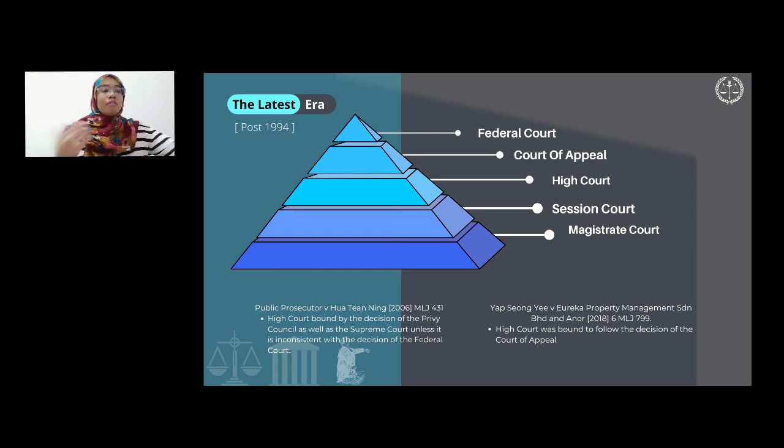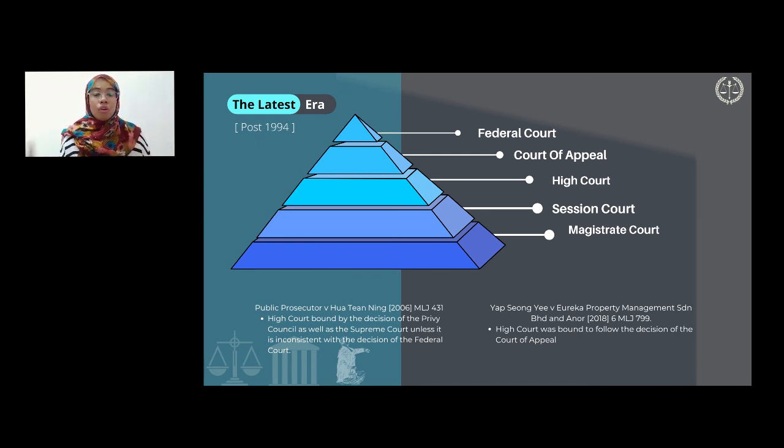We have the Court of Appeal, which is the same: they may depart from its prior decision when the situation falls under one of the exceptions, for example, the prior decision was given per incuriam, or there are conflicting decisions, or where the decision is overruled by the Federal Court. Other than that, they are bound to follow their prior decision. That is the case when it comes to the Court of Appeal.